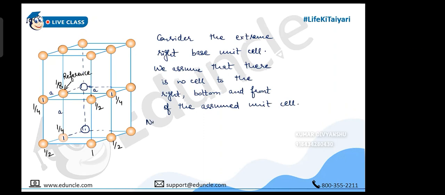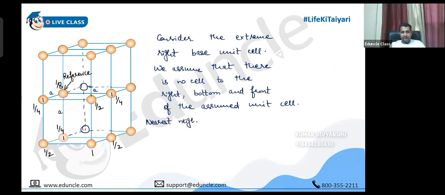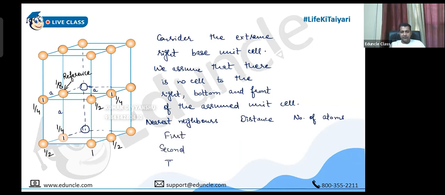Now let me make a table for you. Nearest neighbors, distance, number of atoms. So first nearest neighbors, second nearest neighbors, third nearest neighbors. So they are at a distance a. This is very much clear. Now, there are 3 of them in one unit cell, and each one is having contribution 1 by 4. And the total number of atoms present in one unit cell will be 8 into 3 into 1 by 4. Please check, because there will be 8 such corner atoms that we have taken as reference.